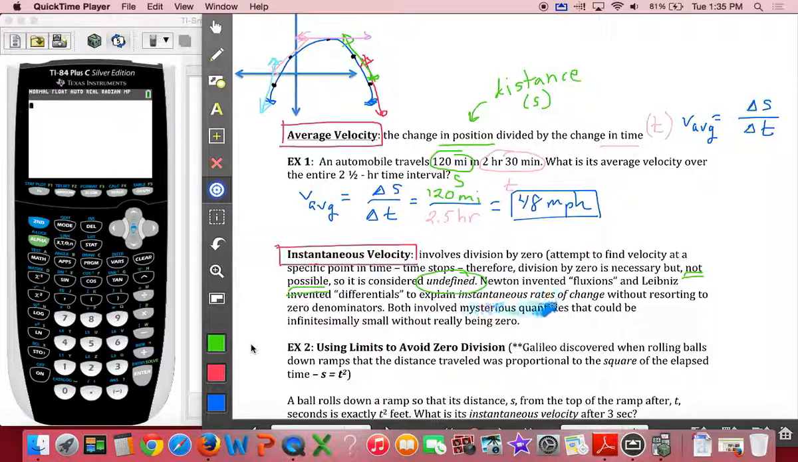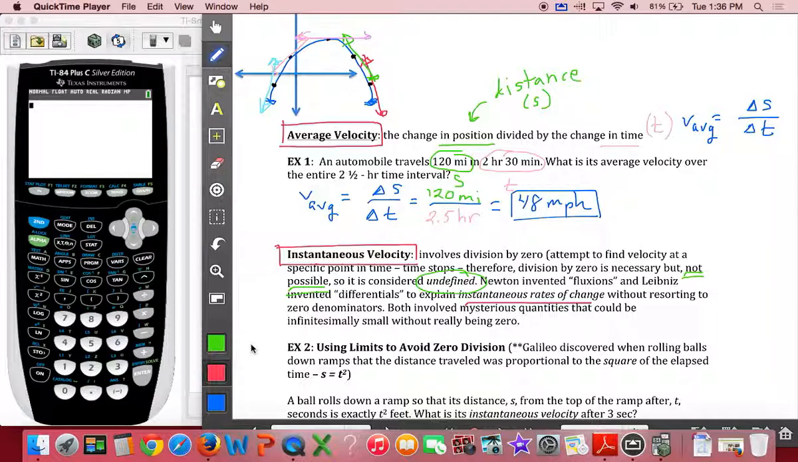And these both explained instantaneous rates of change without resorting to zero denominators, which was nice because now we had a possibility of finding instantaneous velocity at that one point in time. Both involved mysterious quantities that could be infinitesimally, I can hardly say that word, small, without really being zero. In other words, we're going to approach that time.